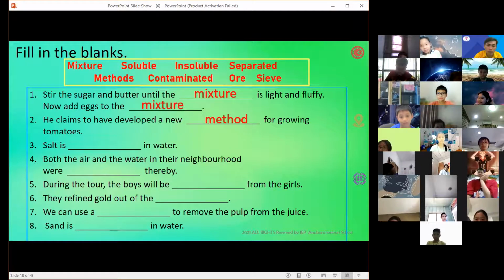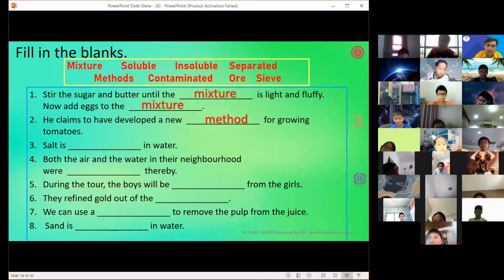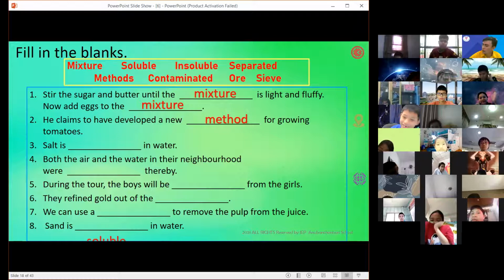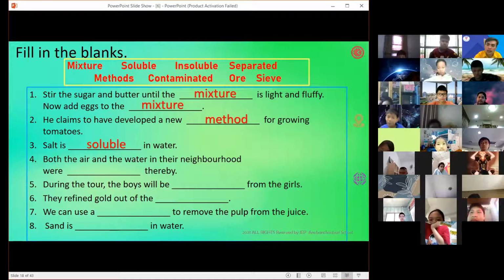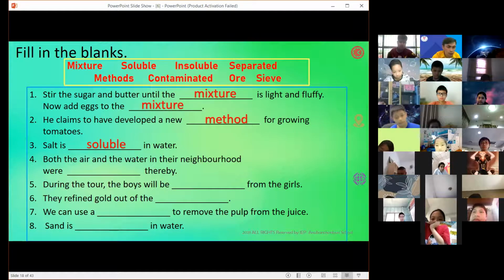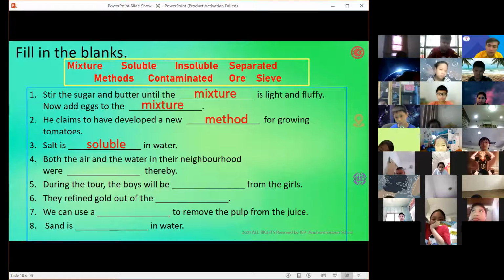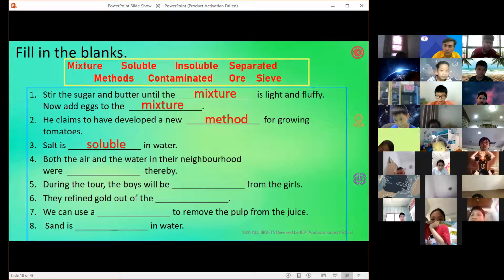Pirapong, go ahead. Is soluble in water. Perfect. Salt is soluble in water. Good. Thank you. Let's ask another one for question number 4. Pirapong is raising his hand again. Let's give chance to other students.